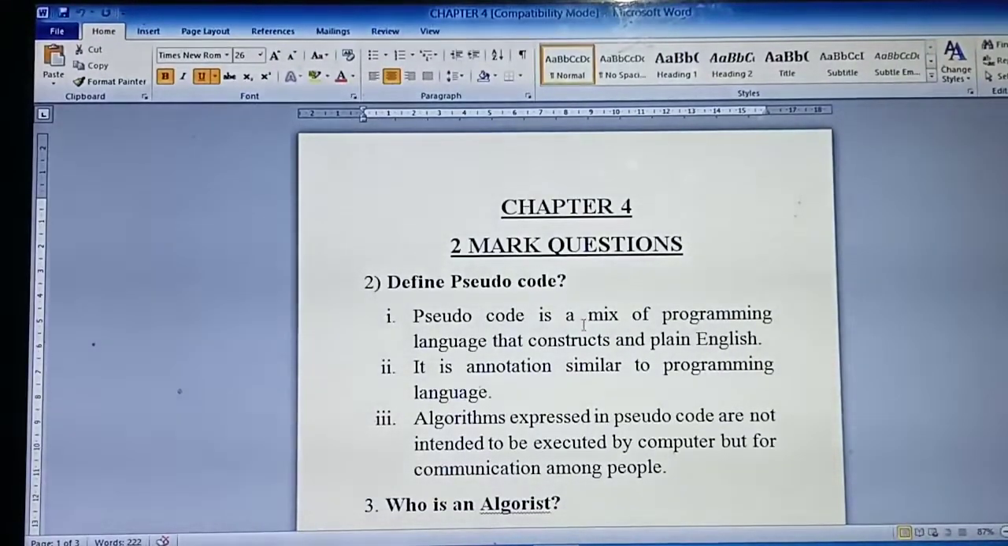Okay. So please write the answers, students. Second question. Define pseudocode. Write first pseudocode.